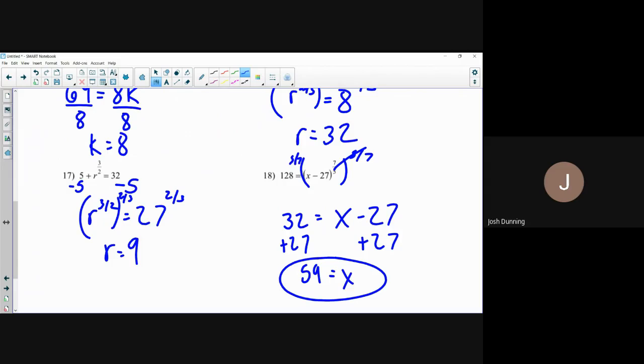But the idea: anything not part of the base, not getting the exponent, cancel out first. Then raise to the reciprocal. Then if there's anything left over, like the minus 27 on that last one, cancel that out using the same old algebra rules you've always done. The only new step really is raising to the reciprocal. Hopefully that wasn't too bad.